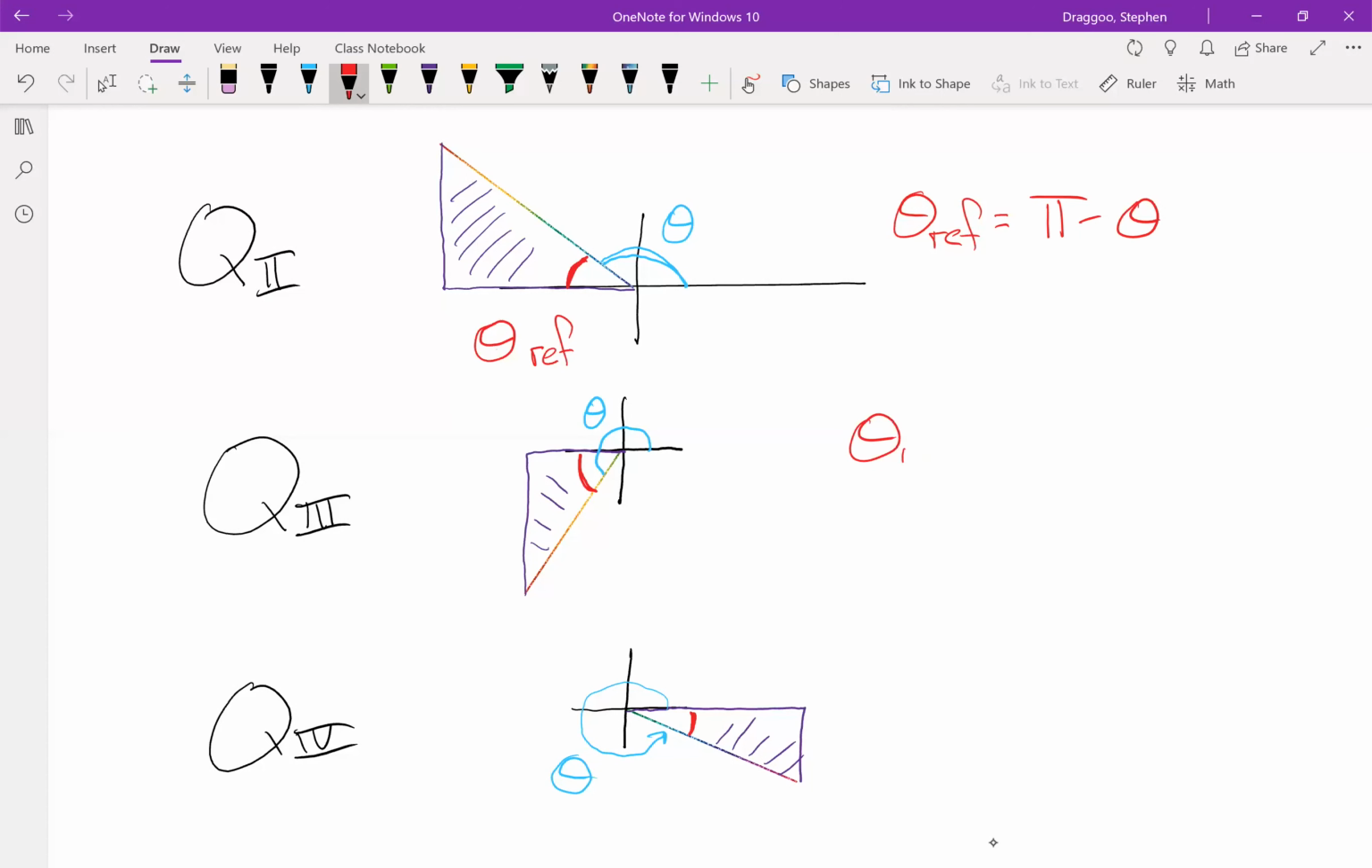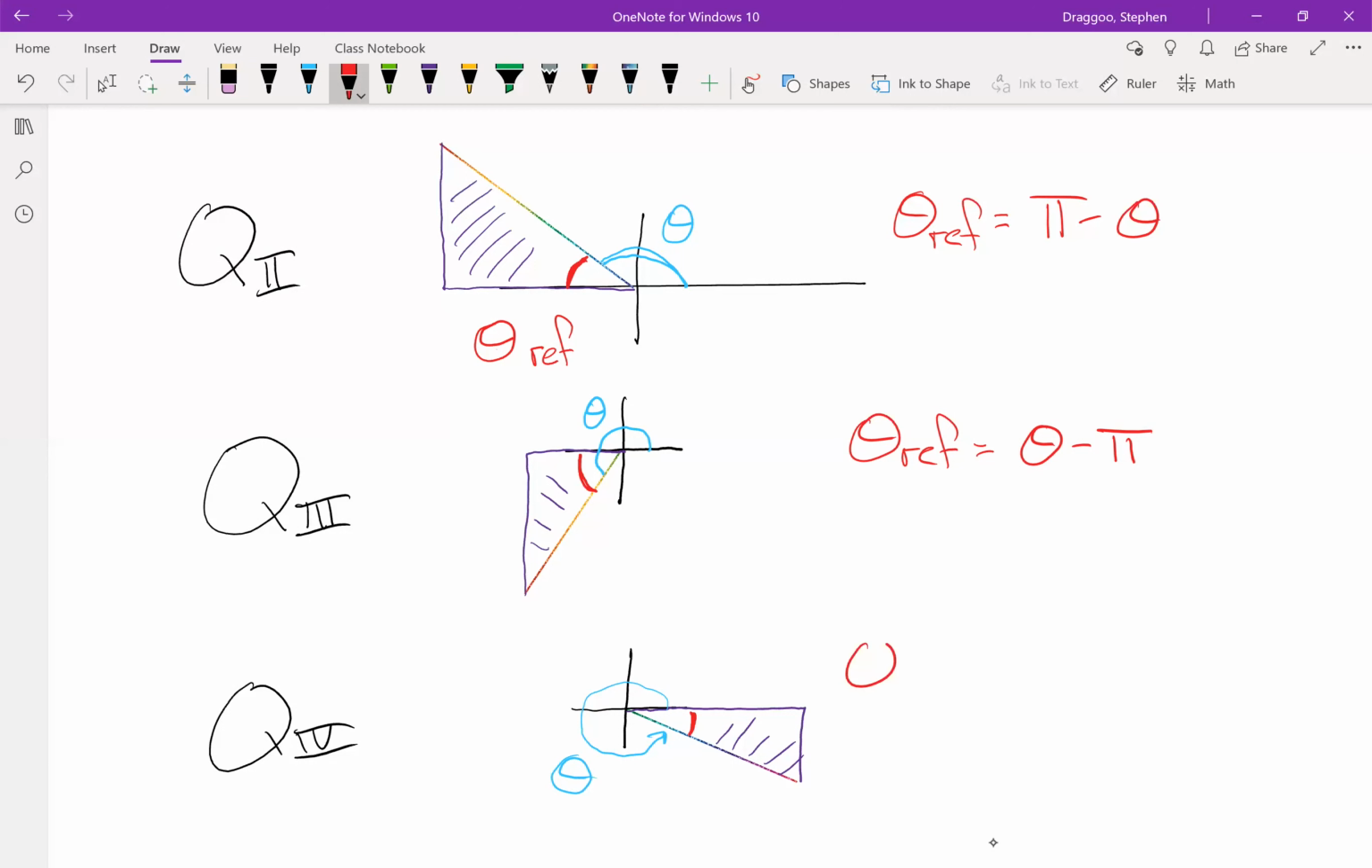In quadrant 3, this time our angle is extended past pi, but we're still measuring our reference angle from straight left, from that negative x-axis, which has a measure of pi. So similar to the equation for quadrant 2, this time because theta is extended past that x-axis, I've got too much. So I want to take pi away from my angle this time in order to get the reference angle.